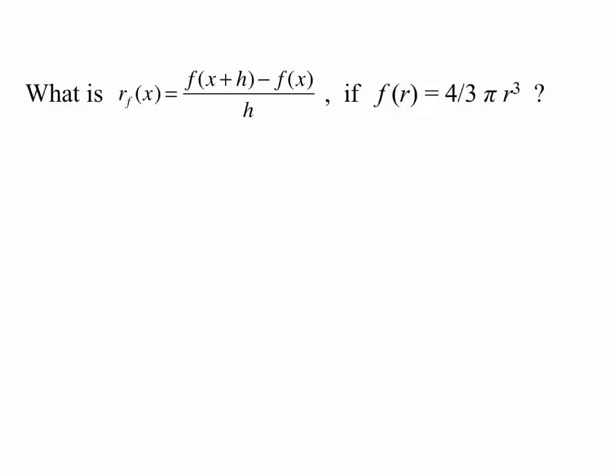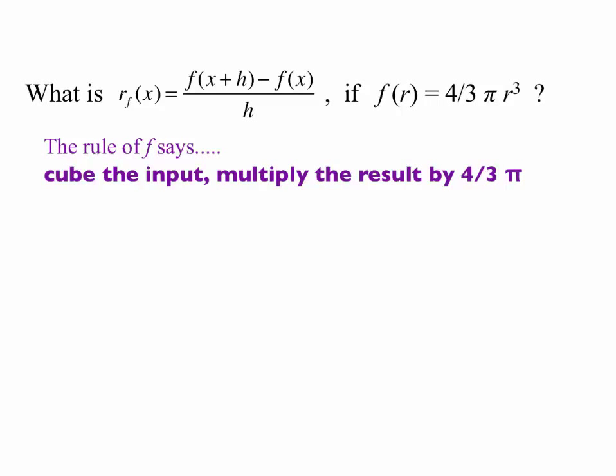Somebody new. What does that function tell you to do with its input? Yes, sir? Cube the radius, multiplied by 4/3. Take the input and do what first? Cube it. And then take that result and multiply it by 4/3 pi. The rule of f says cube the input and then multiply the result by 4/3 pi.